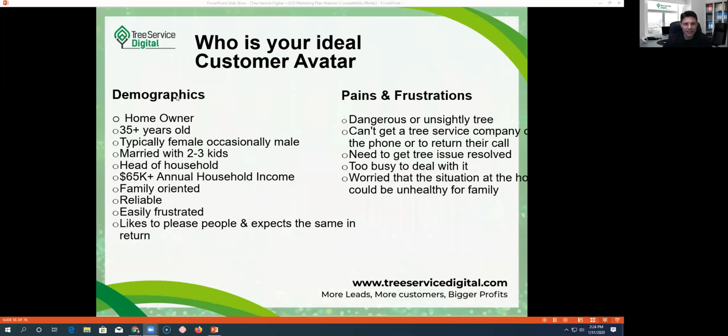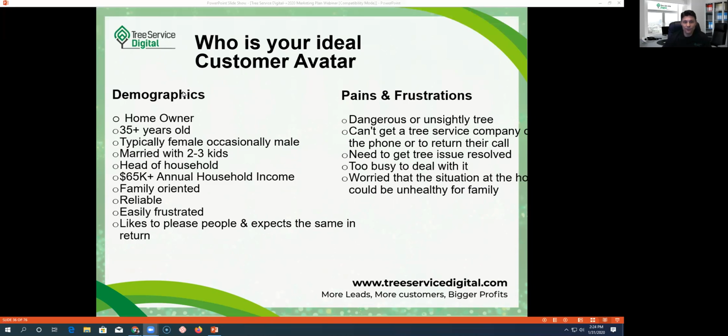The demographics, typically in the tree service niche: there's going to be a homeowner that's going to want your services, 35 years or older. They're established, they've got a family, they're working. Typically female, occasionally male, although that can differ depending on the market. Married with a couple of kids, head of household, $65,000 plus annual household income. They're family oriented, reliable people, easily frustrated if people don't show up and don't hold their word, like to please people and expect the same in return.